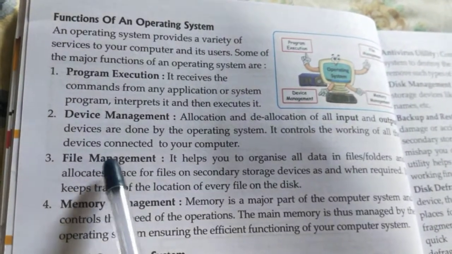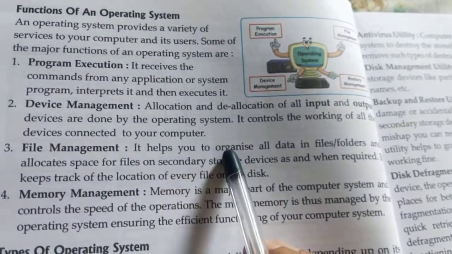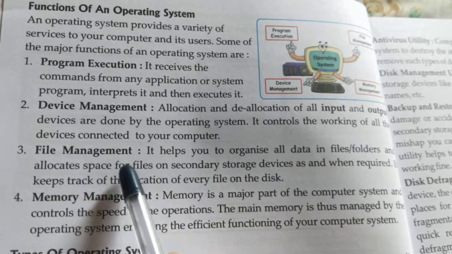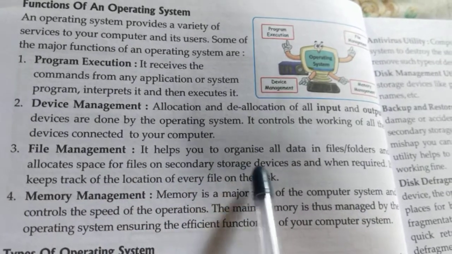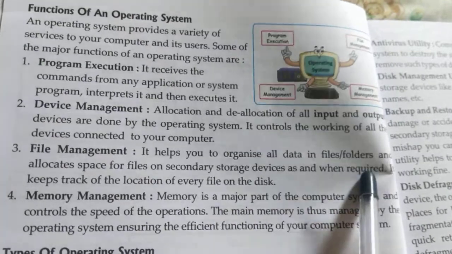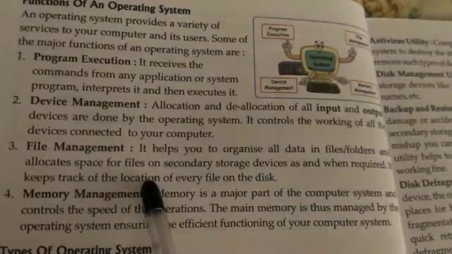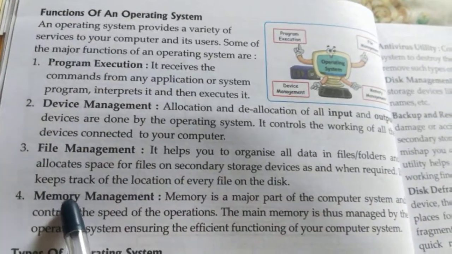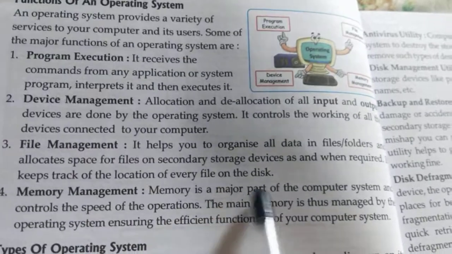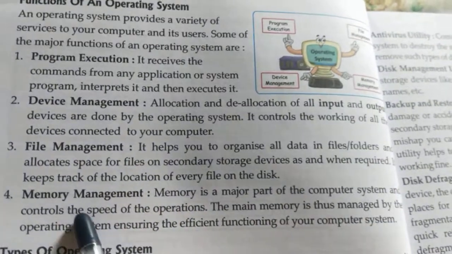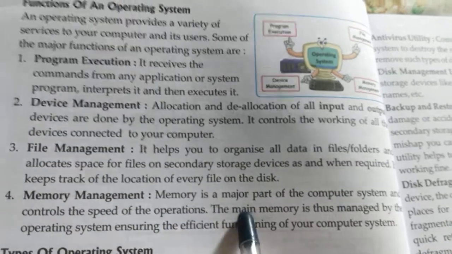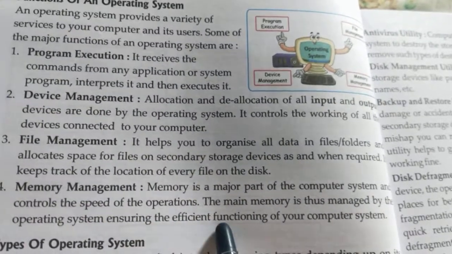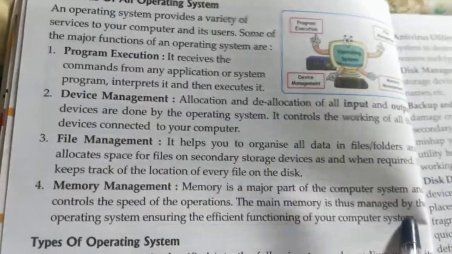The third function is file management. It helps you to organize all data in files or folders and allocate space for files on secondary storage devices as and when required. It keeps track of the location of every file on the disk. Number 4, memory management. Memory is a major part of a computer system and controls the speed of the operations. The main memory is thus managed by the operating system, ensuring the efficient functioning of your computer system.